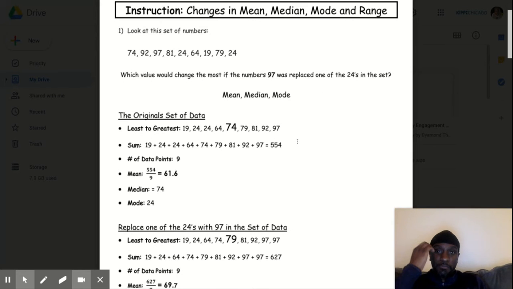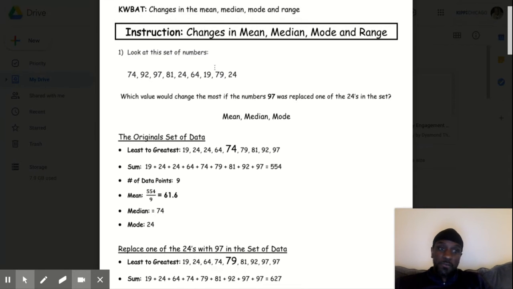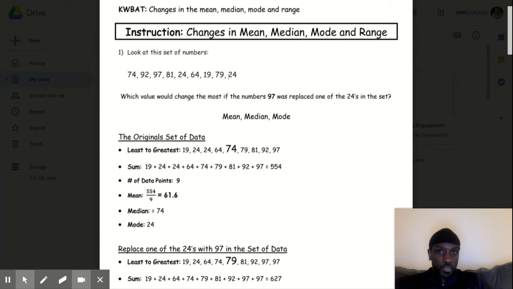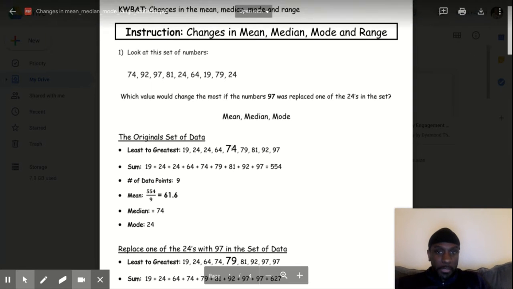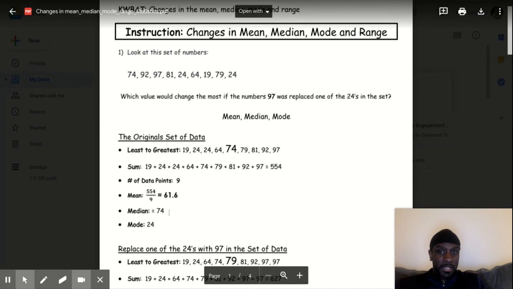Here we go. Let's look at the original set of data as is. I'm not replacing one of the 24s with 97. There's already a 97 in there, but they're saying replace just one of the 24s with 97. But I'm looking at the original data as is. I put them in order from least to greatest. I have 9 numbers. With 9 numbers, the middle number will be the fifth number. The fifth number is 74. So I already know that for the original set of data, my median is 74.